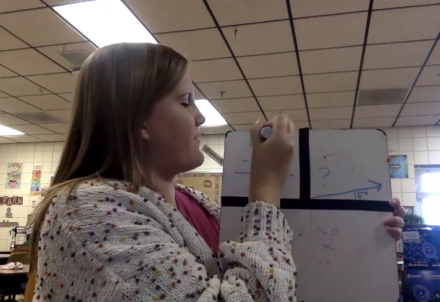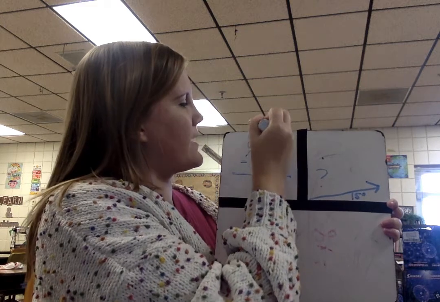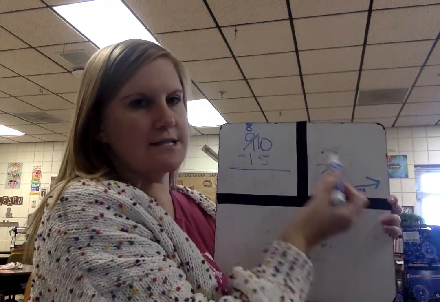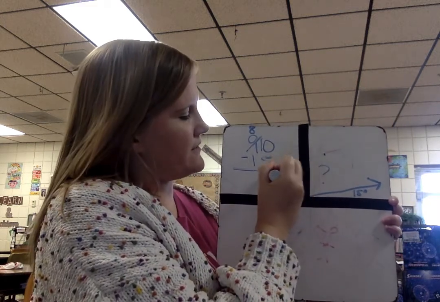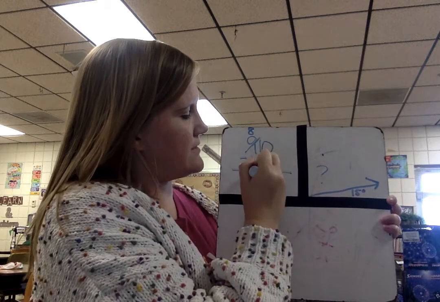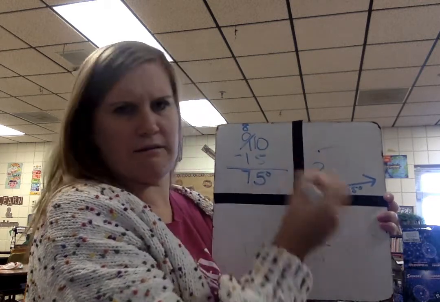Cannot do 0 minus 5, so I'm going to go to the 9, take 1 away, and give 10 to the ones place. 10 minus 5 is a difference of 5. 8 minus 1 is a difference of 7. So that was 75 degrees.